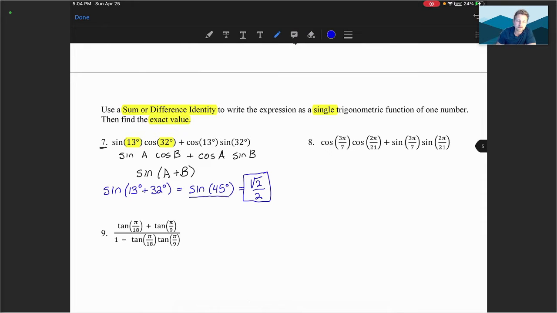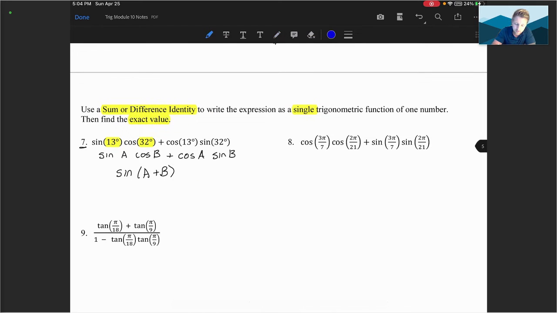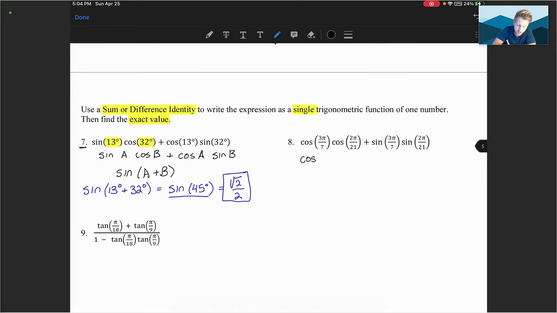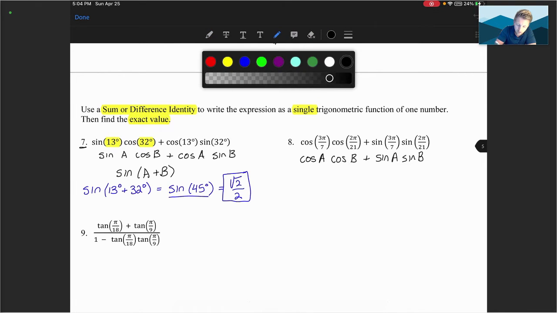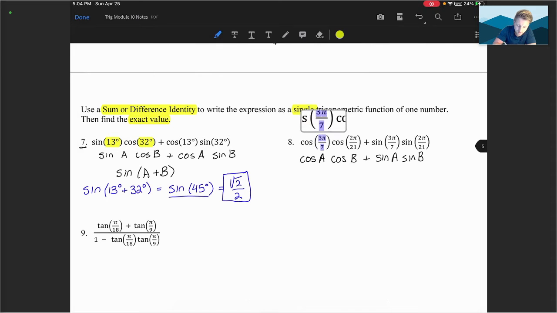So let's take a look at the second expression and see if we can solve that one, number 8, using the sum and difference identities. We have the form of cosine of an angle A, cosine of an angle B, plus the sine of A again, which is 3 pi over 7, and then we see 2 pi over 21 again, so that's the sine of, we'll call it a second angle, B. Again, where our A and B angles are 3 pi sevenths and 2 pi over 21.